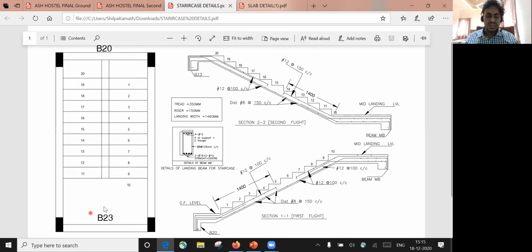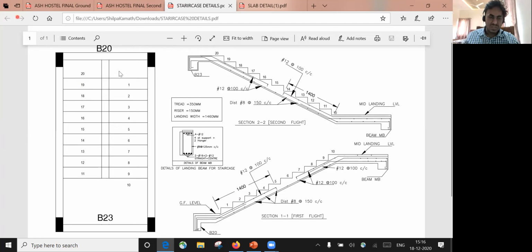This is a landing slab. You will go and land here. From this you walk here, and from here you take the second flight. You're getting my point. From here to here it is the first flight, up to 10, what is written here, right? Once you land here, you're going to take the next flight. From here you're taking the second flight. This is my first flight. You land here, and from here another flight goes. This is how it is. This is my first flight, and this is my second flight.